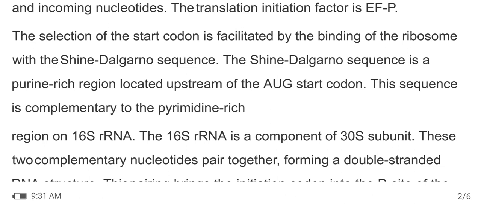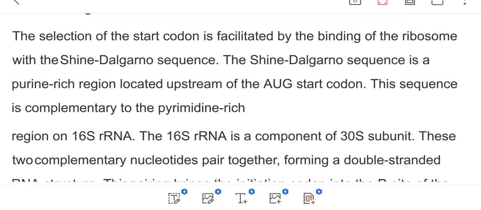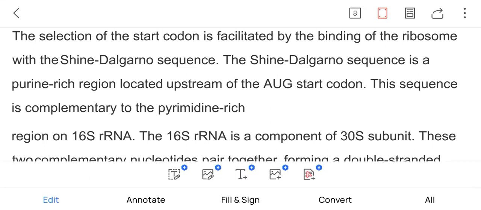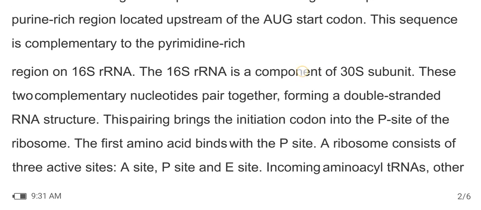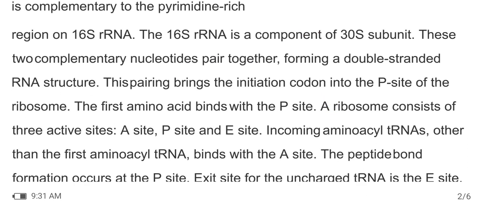This sequence is complementary to the pyrimidine-rich region on 16S rRNA. The 16S rRNA is a component of the 30S subunit. These 2 complementary nucleotide sequences pair together, forming a double-stranded RNA structure. This pairing brings the initiation codon into the P site of the ribosome. The first amino acid binds with the P site.